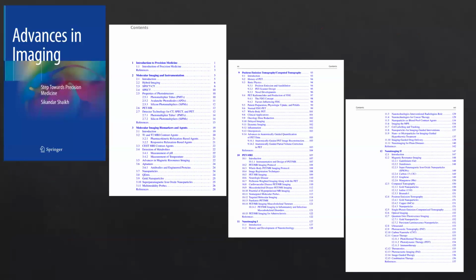Next, please. So before ending, this is a book which I have written, Advances in Imaging, and I have two chapters in that, Nanoimaging 1 and Nanoimaging 2. All the in-depth details of nanoimaging have been covered in this book, which is written by me. That is a step towards precision medicine, Advances in Imaging. So next.